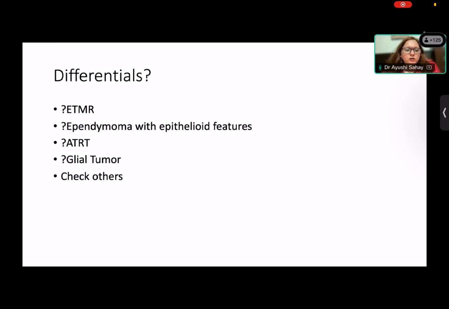So yes, we had a lot of differentials. Of course, ETMR with the multi-layered rosettes was also top of the list. Ependymoma with epithelioid features, ATRT, and I cannot think of anything else. But sometimes you can have glial tumors also, which can show this kind of picture, because you can have undifferentiated areas and cells with more rhabdoid or gemistocytic type morphology also. So glial tumor also you should always keep at the back of your mind in a posterior fossa lesion.